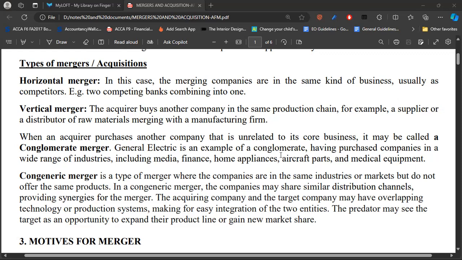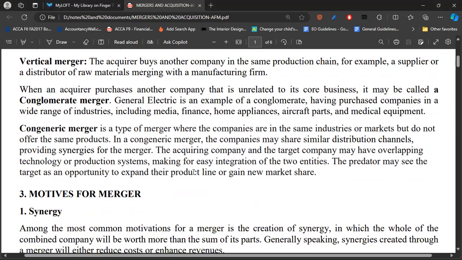Now we have a generic merger, which is a type of merger where the companies are in the same industries or markets but do not offer the same products. In a generic merger, the companies may share similar distribution channels, providing synergies for the merger. The acquiring company and the target company may have overlapping technology or production systems, making for easy integration of the two entities.